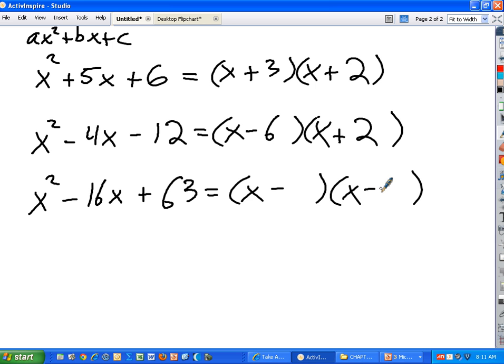Now, what are the numbers that multiply to 63 and add to 16? Okay, makes sense? This is no big deal. You guys, I know you've done this before. You know this pattern. Maybe you haven't used it for a while, but now it's all coming back to you. All right, let's talk about why it is we do this.